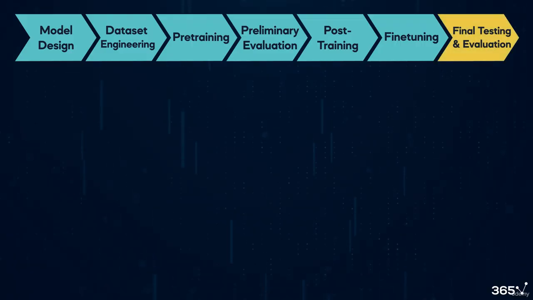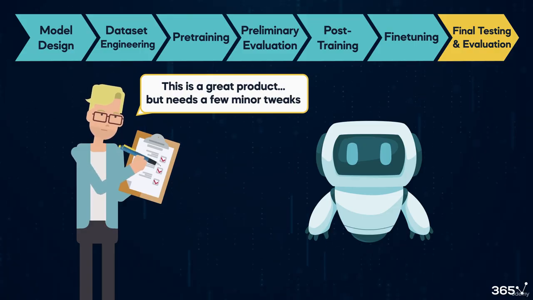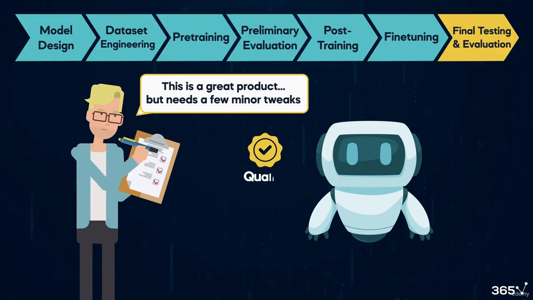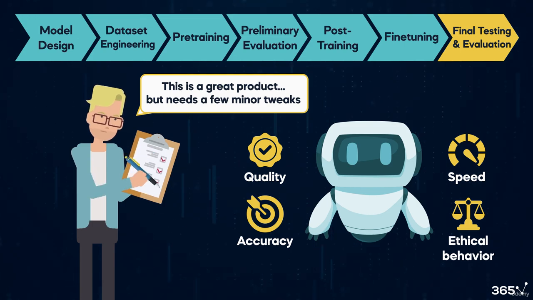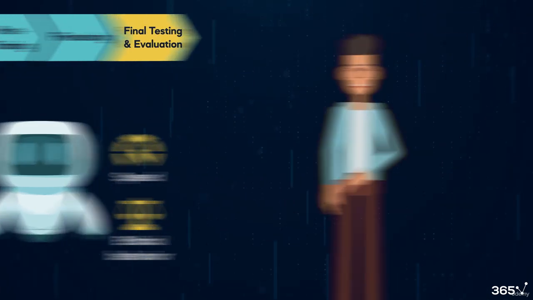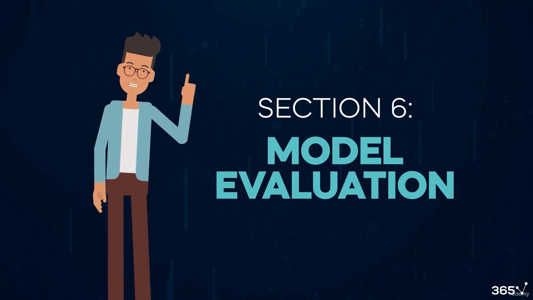Lastly, in the final phase, we again test and evaluate the model. This time, we are much stricter and want to put ourselves in the end user's shoes. We aim to evaluate the model's response quality, accuracy, speed, and, crucially, its ethical behavior. In the next section of the course, we'll discuss model evaluation and how it's performed in practice.